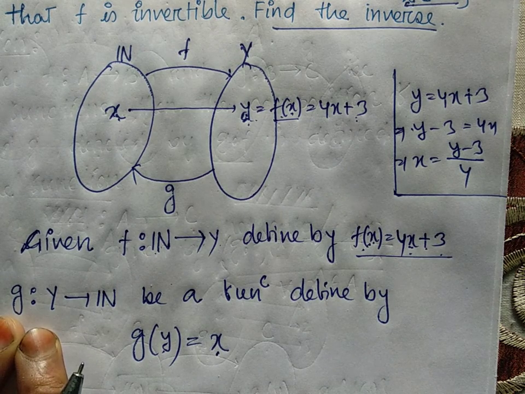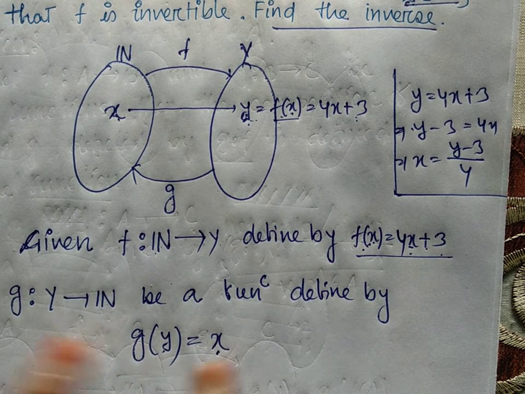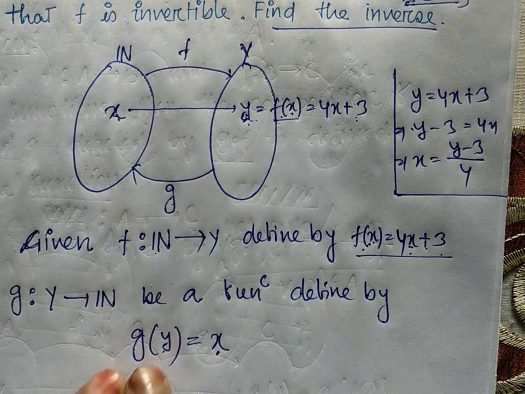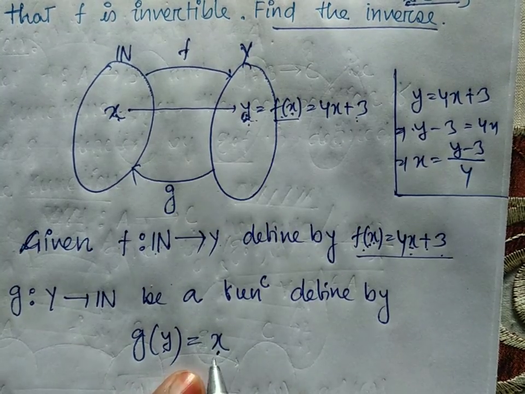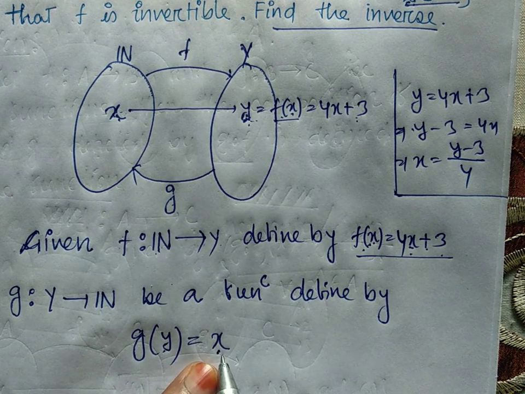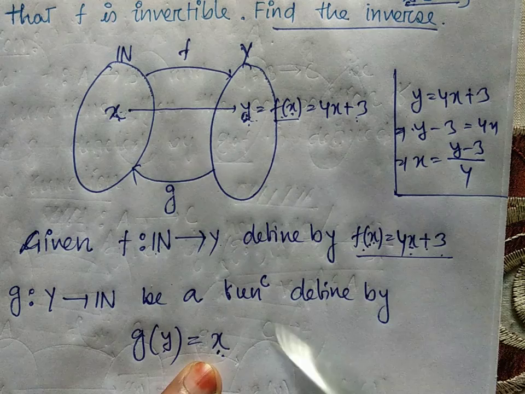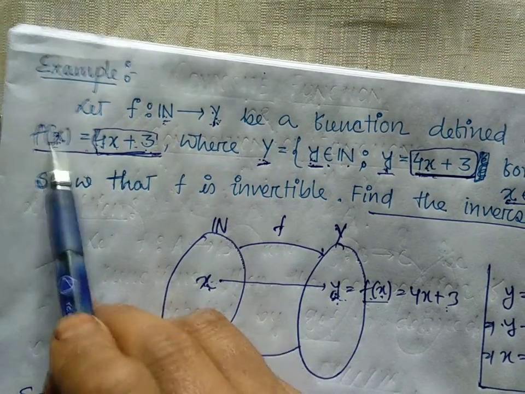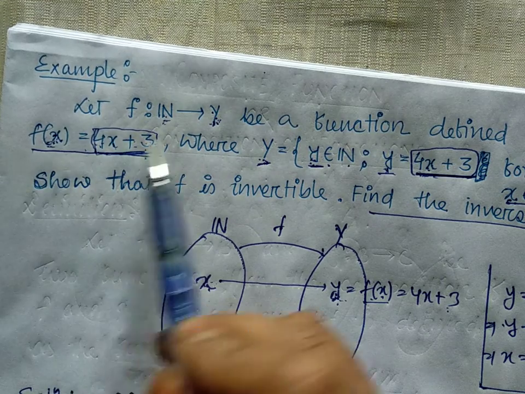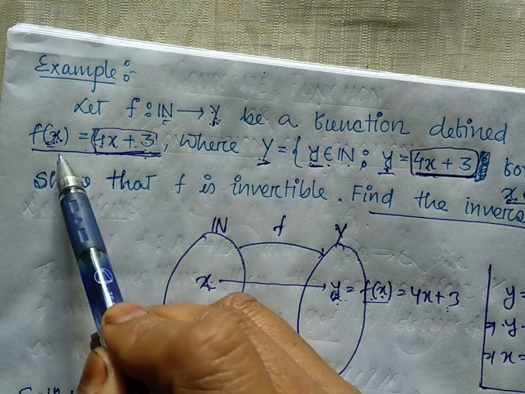Listen carefully: the new function we consider in the reverse way, we define g, because in g the y is the domain element. So g of y, the image, will be x. Since the right side expression should be in y, we need to express x in terms of y. The given question is f of x = 4x + 3, that means y = 4x + 3.